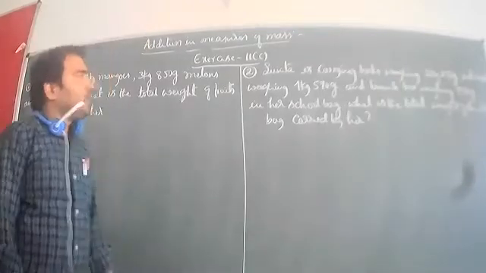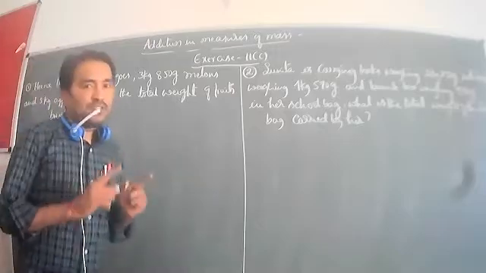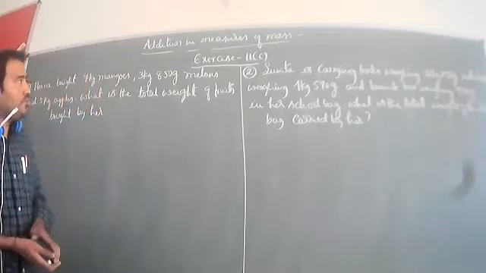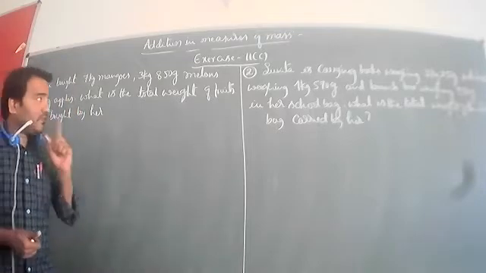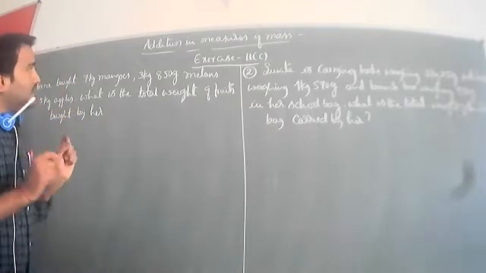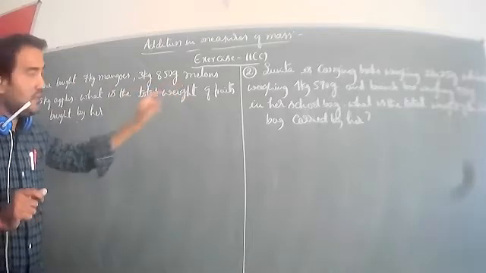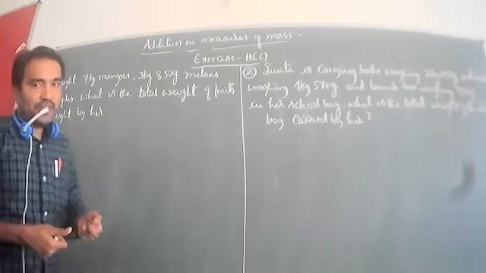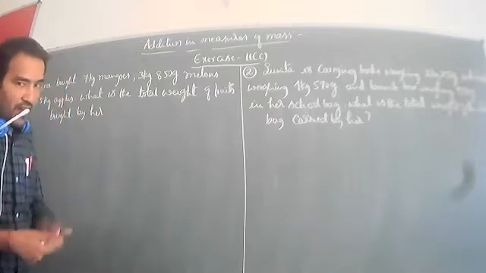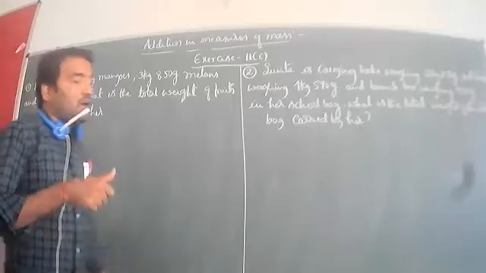Students, now I have written exercise 11c, statement sum problems. Look at this first question. He bought 7 kg mangoes, 3 kg 850 grams watermelons, and 5 kg apples. We have to find the total weight of fruits bought by her.